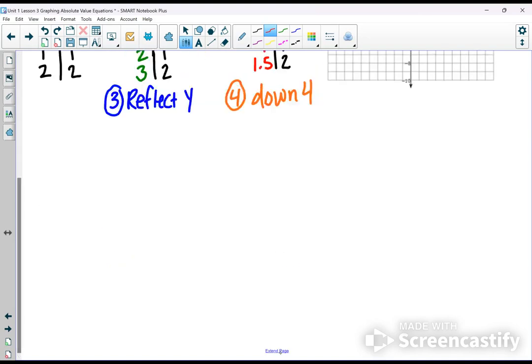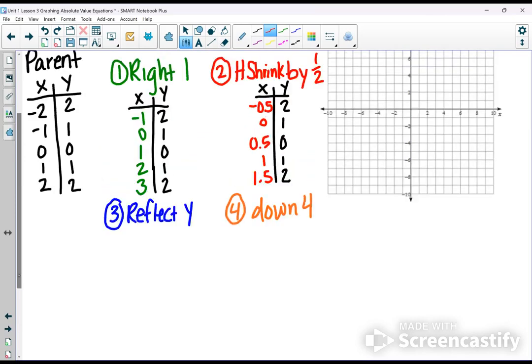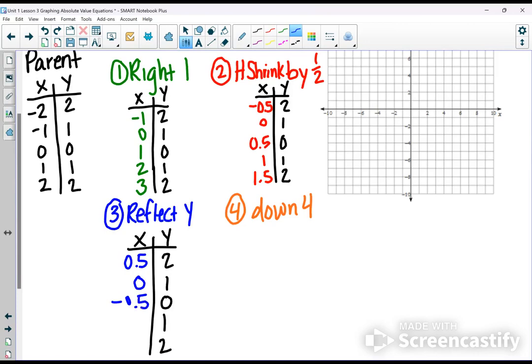Now when I change, I'm changing my most recent, or the one that has some red written on it. When I reflect about the y-axis, I need to multiply the X values by a negative. So I'm going to copy everything except for my X values from my most recent chart, and I'm going to multiply all of my X values by a -1. Now, you don't multiply 0 by a negative, like you wouldn't write -0. It just doesn't make sense. 0 is kind of special.